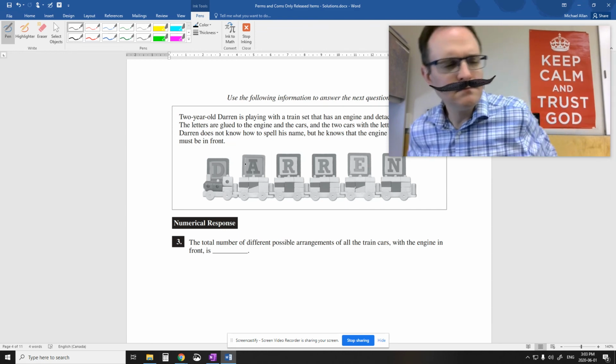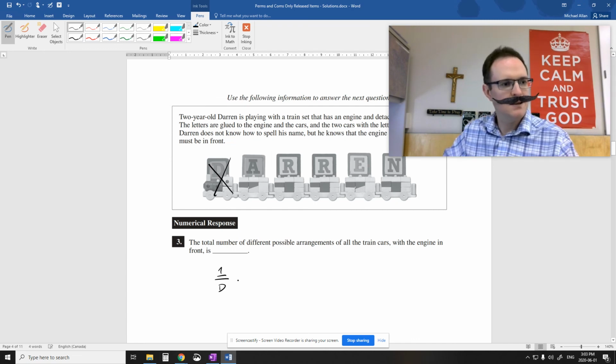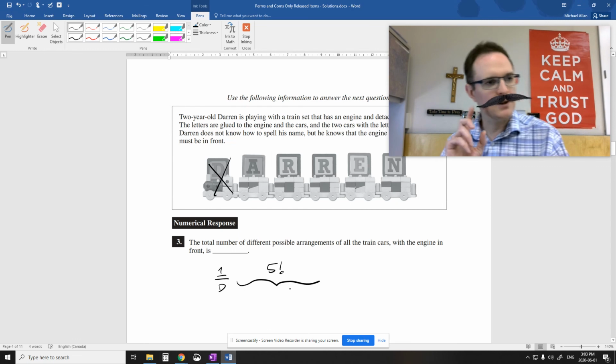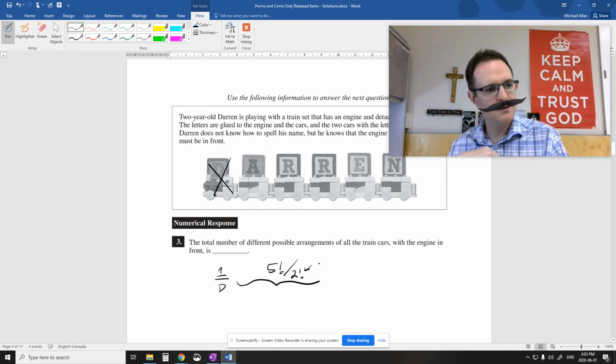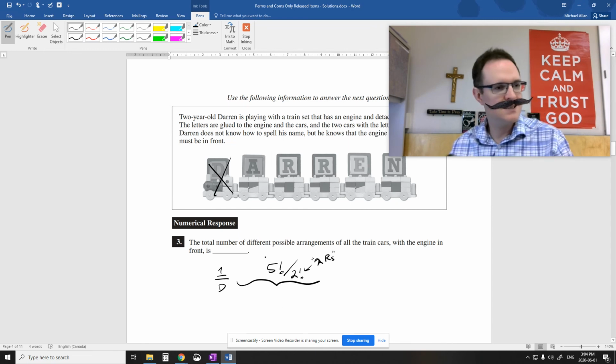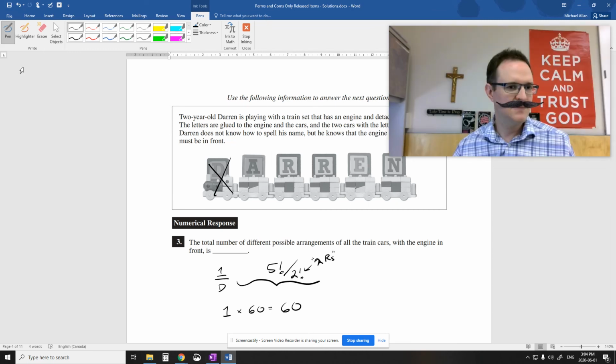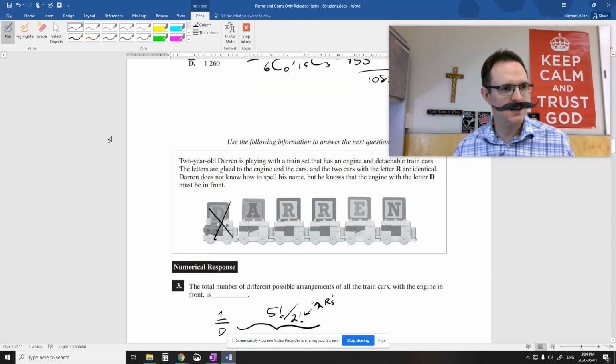Okay. So really, I'm just going to get rid of that piece because that's just going to be a 1. This has to be a D here. But everything else can be rearranged 5 factorial ways, but there are 2 R's. So I'm going to have to divide this by 2 factorial. Whatever 5 factorial happens to be, I think it's 120, right? It seems like if you do it enough, you'll figure it out. So that's 60 in total. So it's going to be 1 times 60. It's going to be 60. Okay. So 60 different arrangements. Eventually, you'll spell his name correctly one of those times.